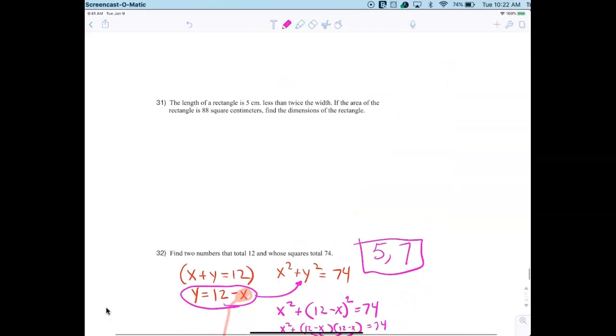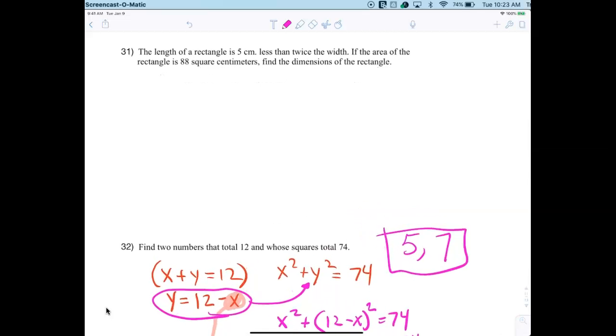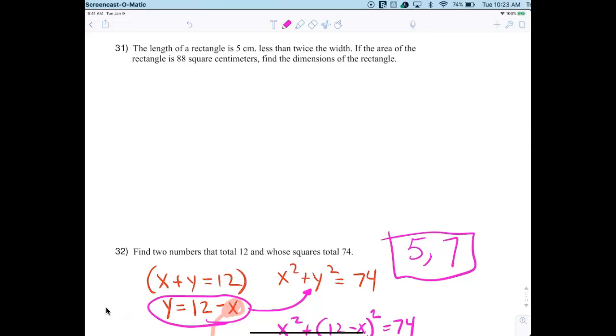Now what I want to do is, all right, let's do 31. The length of the rectangle is 5 centimeters less than twice the width. All right, here we go. So L equals, what does L equal? 5 centimeters less than twice the width. How do I write that? Say it again. 2w minus 5. Thank you very much. The length is 5 centimeters less than twice the width. So everybody writes that down.